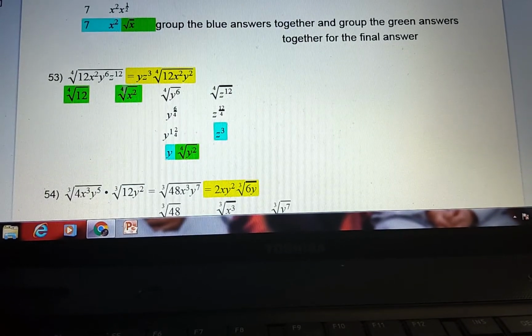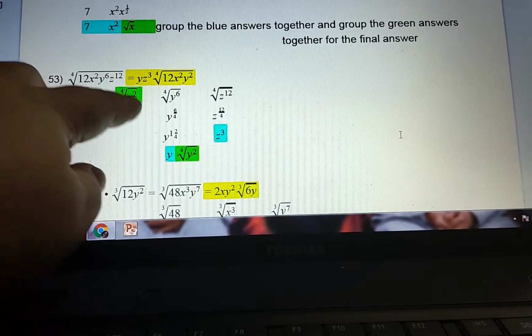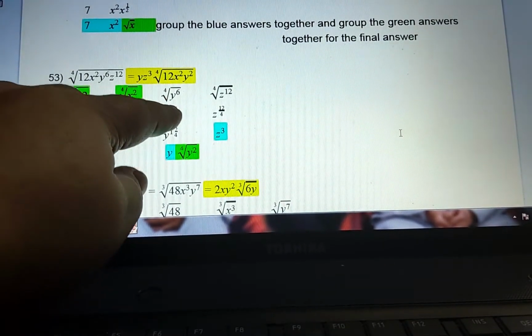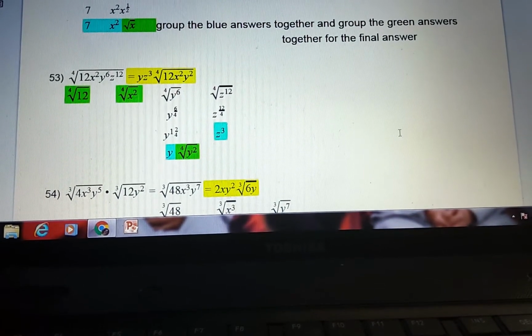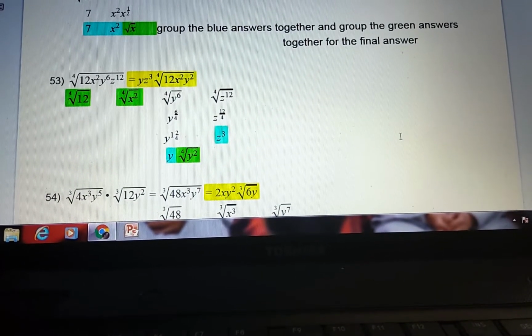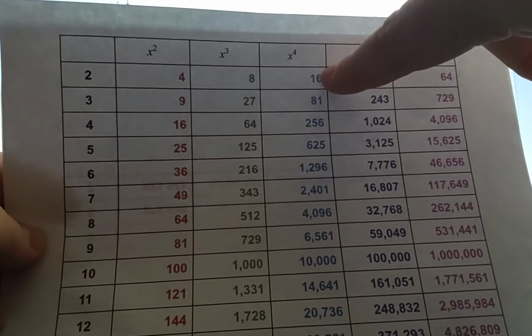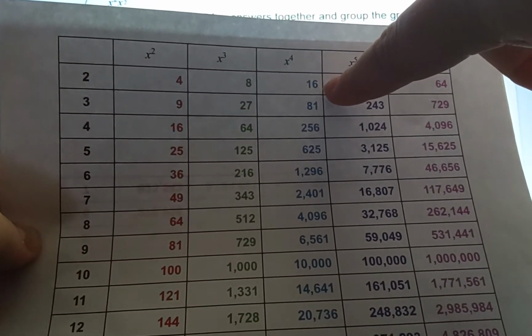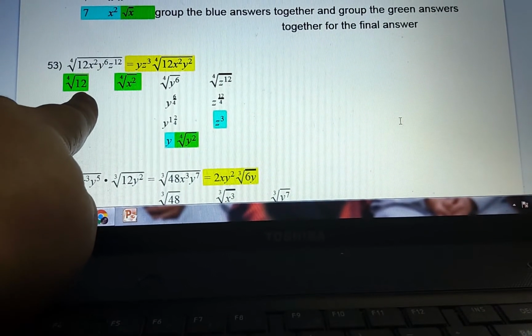Okay, number 53. We're going to do the same thing here. We're going to split it up. So I have the 4th root of 12, 4th root of x squared, 4th root of y to the 6th, and 4th root of z to the 12th. Okay, 4th root of 12. I'm going to look at my x to the 4th paper. I do not see a factor of 12 on here. So that means all I can do is leave that. Can't do anything with that.